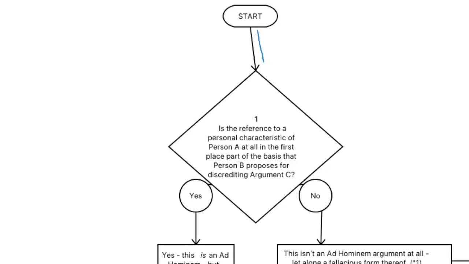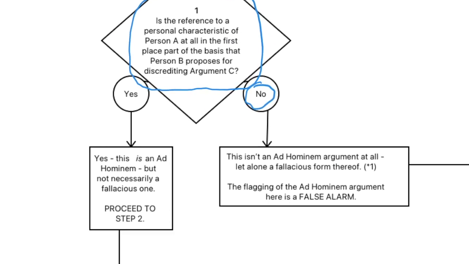Again, let us go back to step 1. Is the reference to a personal characteristic of mine that you make in any way part of your basis for rejecting my claim? In this case, the answer is no. It is true that you have suggested that I might be crazy, but that is not your basis for rejecting my claim. Rather, it is as a result of you having by other means found my claim to be so outlandish and frankly dangerous that you question my sanity as a result of that assessment.